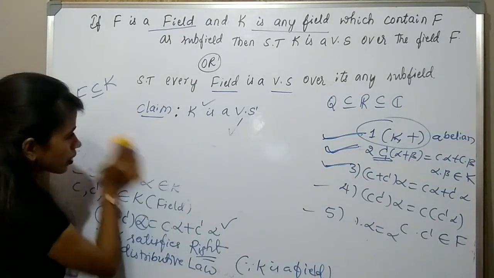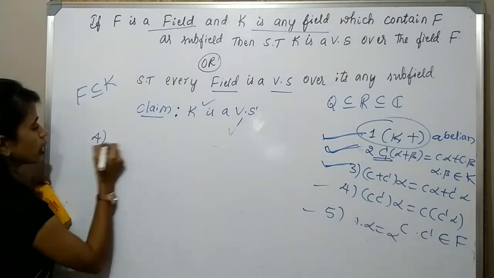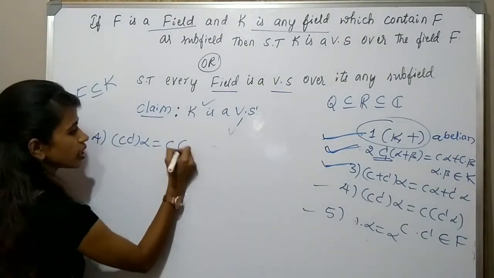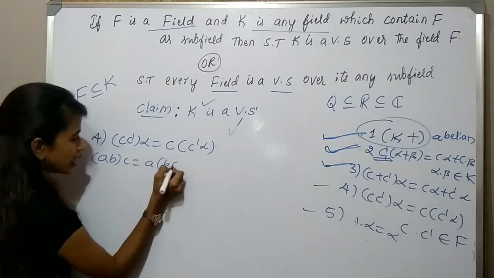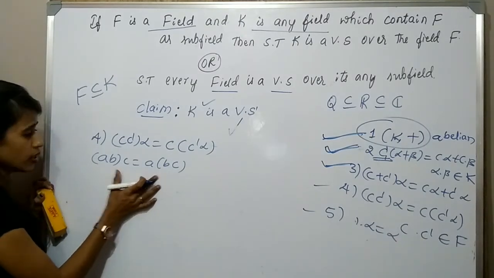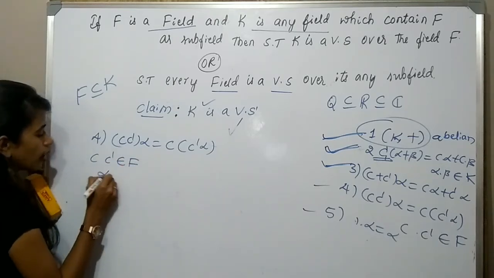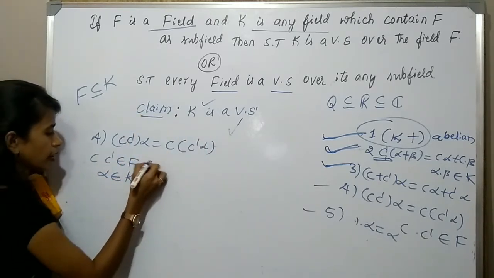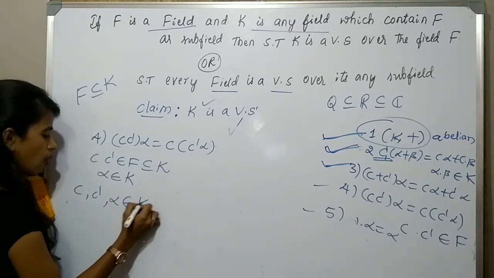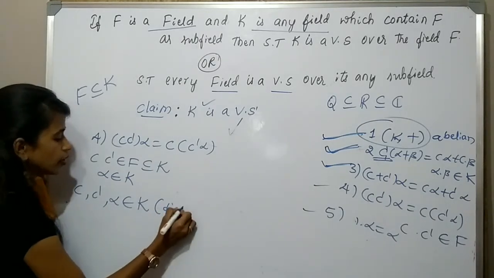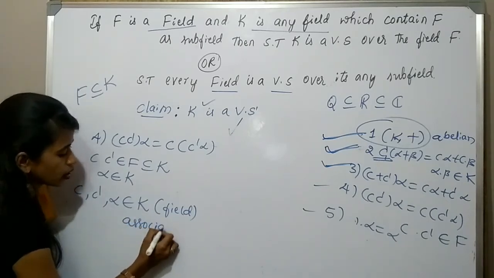What about the fourth condition? The fourth condition is what? (c c dash) into alpha is equal to c into (c dash alpha). It looks like (ab) into c is equal to a into (bc). That is the associative law with respect to multiplication. Here c dash belongs to F, the field, and alpha belongs to K, but F is a subset of K, therefore c dash and also alpha are all in K. K is a field, therefore it satisfies the associative law.